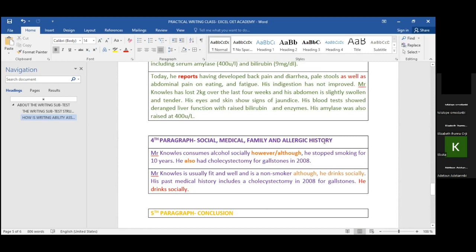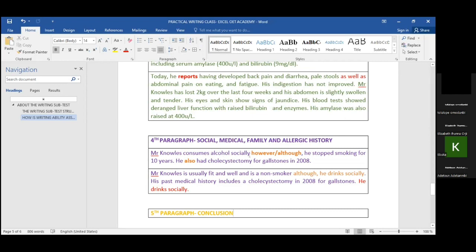Remember, in OET writing, there is no fixed number of paragraphs. Any number of paragraphs you use is okay. But the recommended number most times is between 3 to 5 paragraphs. Even if you use 6 paragraphs, it's not a problem. But you should not be seen to be writing too many paragraphs, to show that you can easily summarize information. That's what it means.